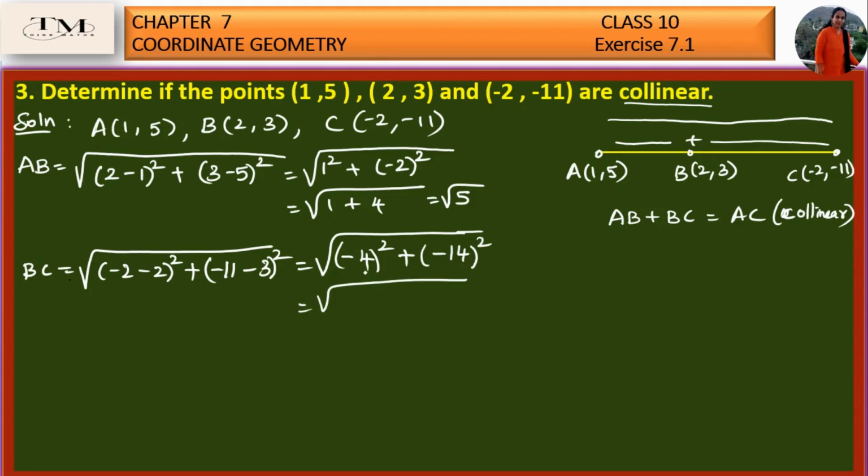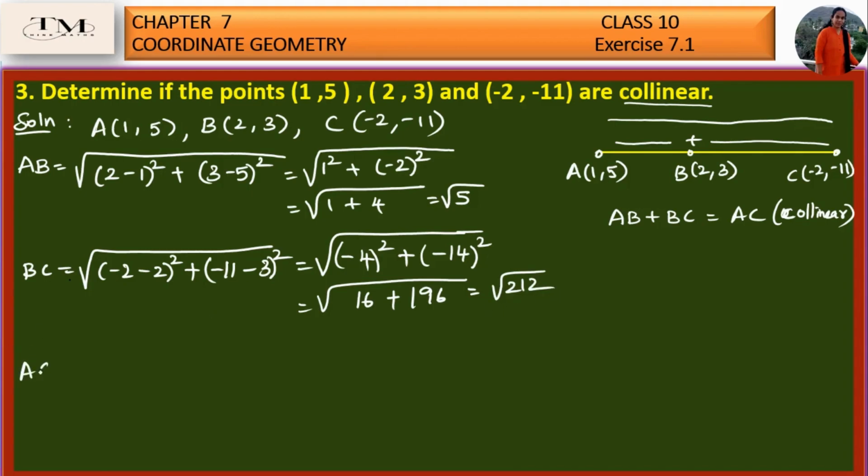So everybody knows minus 4 whole square is 16, minus square is positive. What about 14 square? So 14 square is nothing but 196. So if you add both the values, you will get 212. Okay. So keep this as such.